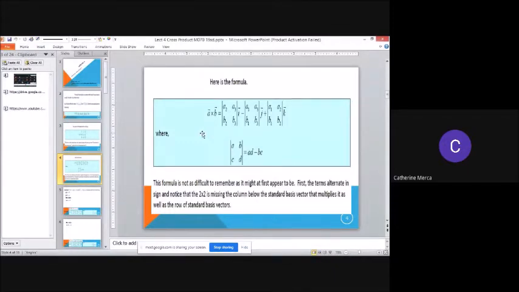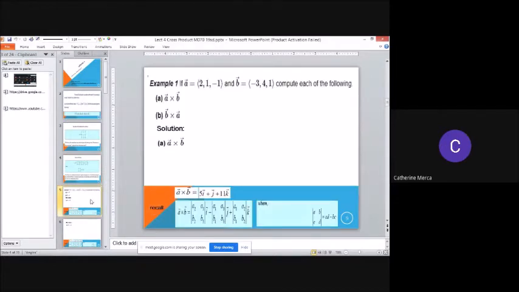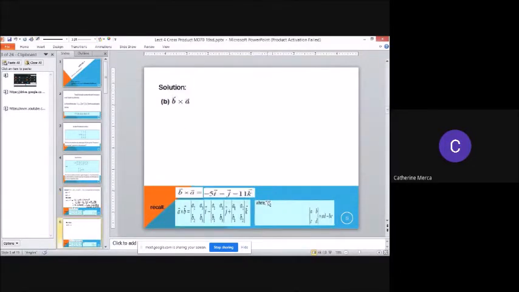Okay, so let's take a look at the following example. Let's compute for A cross B, where A is equal to 2, 1, negative 1, and B equals negative 3, 4, 1. Ang B cross A, I will leave that one to you. May answer naman dito, B cross A. It is negative 5i, negative j, negative 11k. You try to do that at home.